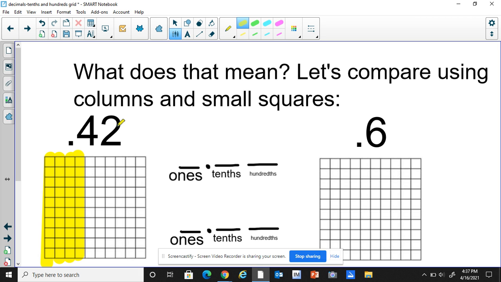And then look, you also have 2 hundredths. That 2 is in the hundredths place. Hundredths are the individual small squares because there's 100 of them. There's 100 of these small squares in this whole hundreds grid.